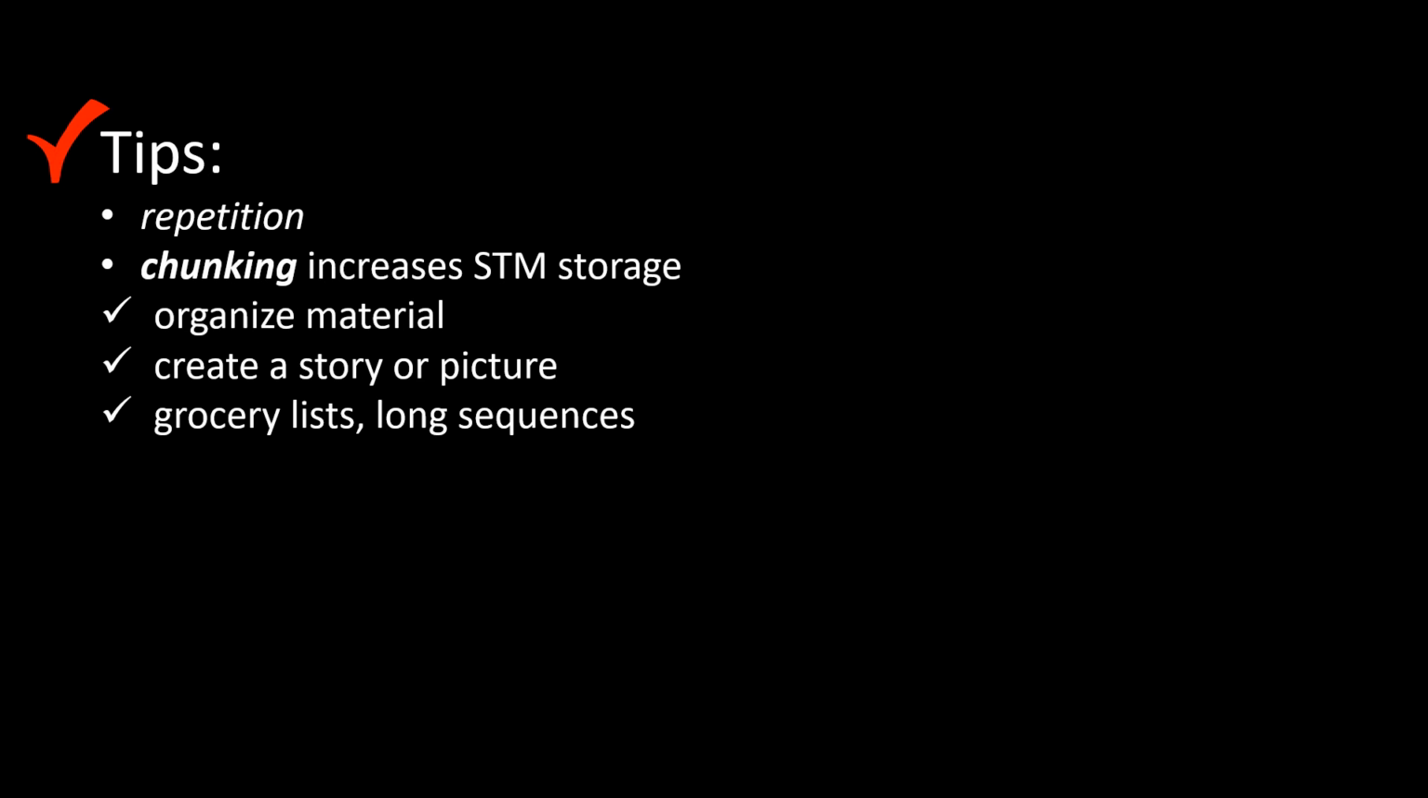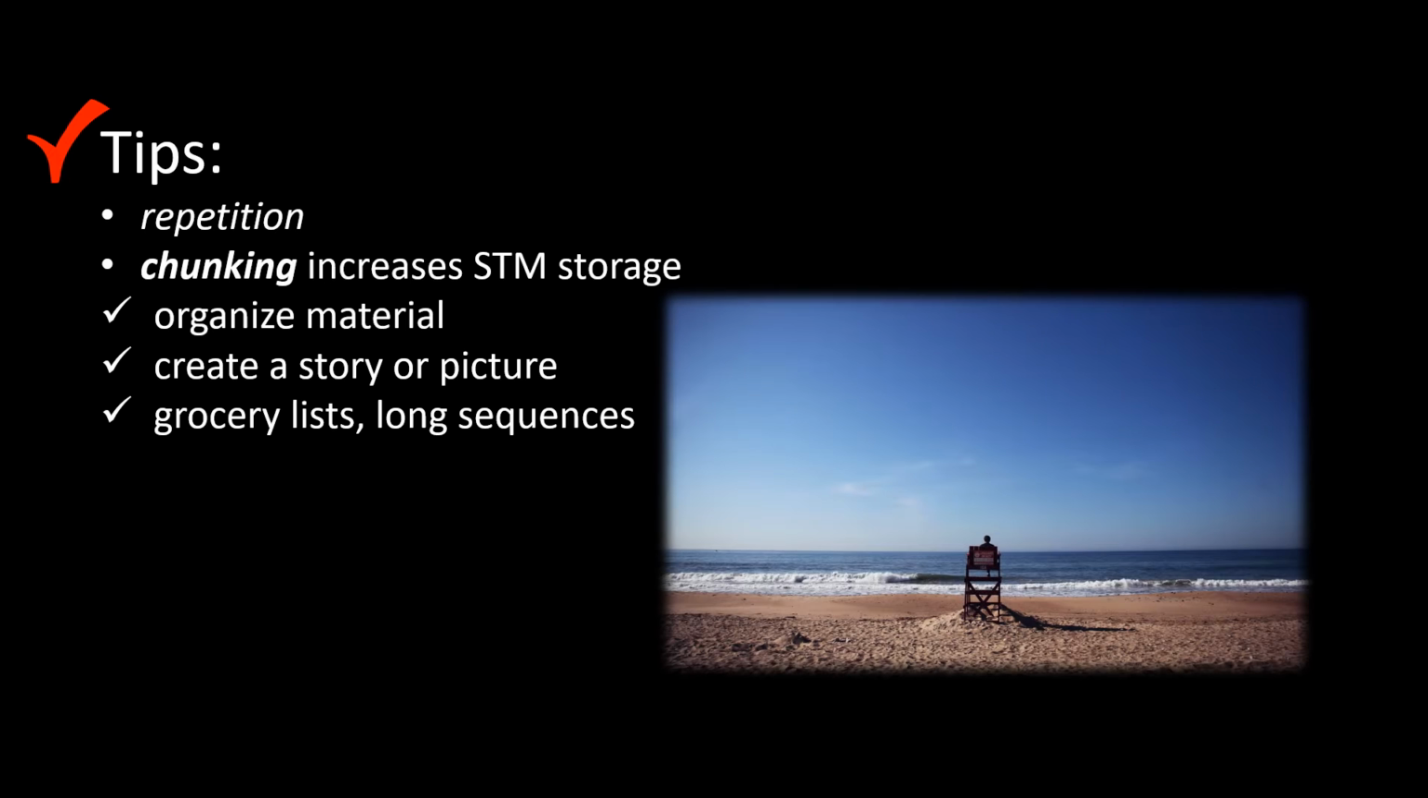You can increase storage capacity in short-term memory by repetition. Did you remember the word leaf, which is presented twice? Or by grouping items in a meaningful way called chunking. If you remembered the words lifeguard, sand, and ocean, you likely chunked those in a story or a picture.